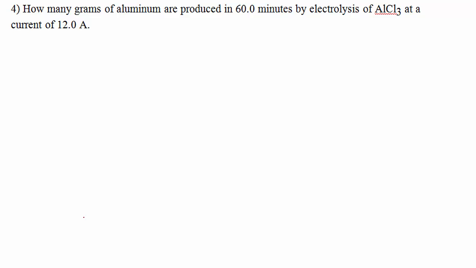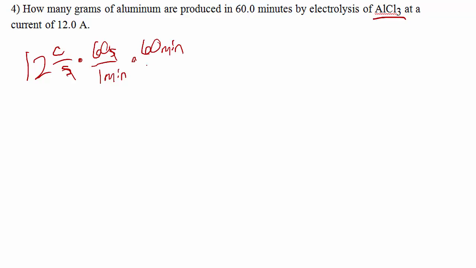Number 4. How many grams of aluminum are produced in 60 minutes by electrolysis of AlCl3 at a current of 12 amps? So why don't we start with the current? I start with 12 coulombs per second. I know I'm going to have to figure out minutes, so I'm going to cancel seconds out. I have 60 seconds in 1 minute, which cancels out my seconds and gives me minutes. So now I can multiply by 60 minutes over 1, and I'm left with just how much charge has gone through.